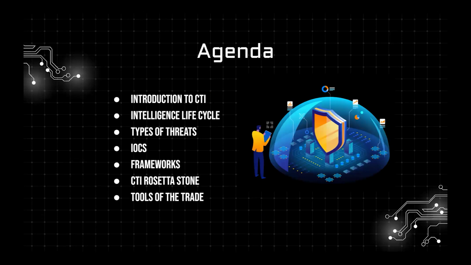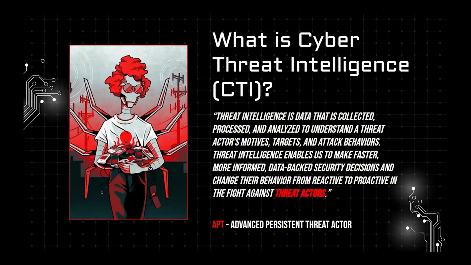So we're just going to introduce the topic, more so what I was just doing. We're going to talk a little bit about the intelligence lifecycle. If any of you are critical intelligence studies minors, then this will seem familiar to you. We're going to catalog the different types of threats, IOCs, which stand for indicators of compromise. Some of the frameworks that go into CTI work, the CTI Rosetta Stone, which I will explain once we get to that, and some tools that we see.